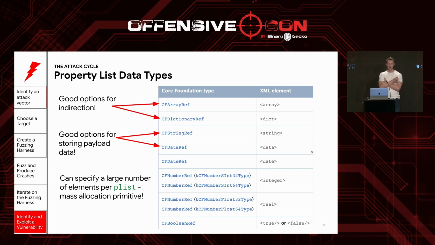When we're looking at property list data types, there's a few different Core Foundation types that you can pass in a plist. The most interesting ones that I was looking at, since we want this indirection to our data, would be using the CF array type and the CF dictionary type. And then for actually storing our payload, the CF string and CF data types seemed like good options. The nice thing too, when these APIs are allocating plists, you can actually specify a huge number of elements per plist. So you can have an array with like 2,000 strings in it, and it'll allocate it very quickly, and you don't need to make a bunch of mock message calls, which is kind of a nice allocation primitive.